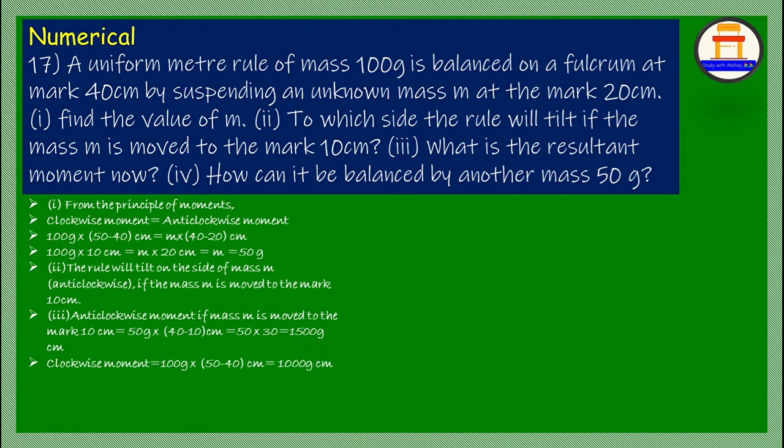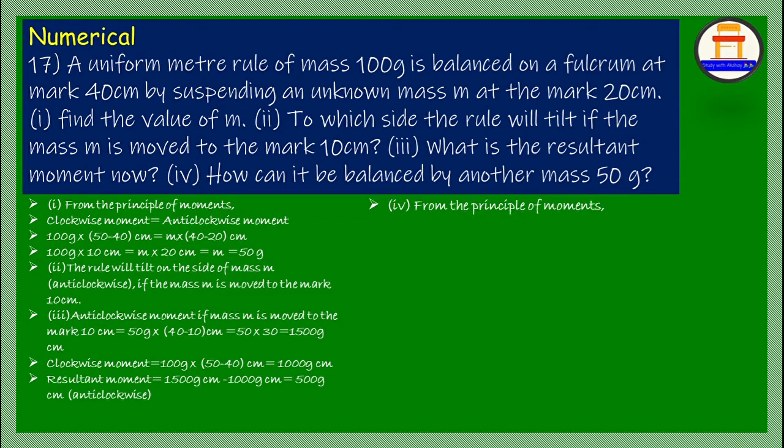So clockwise moment will be 1000 gram. This was the anti-clockwise moment basically. So this is the clockwise moment. Next, the resultant moment will be anti-clockwise minus clockwise. That will be 500 gram centimeter, which will be in the anti-clockwise direction. So the resultant direction will be anti-clockwise.